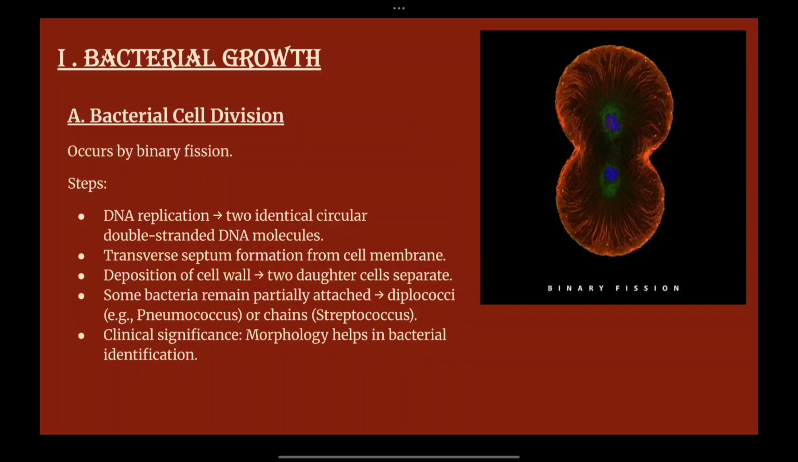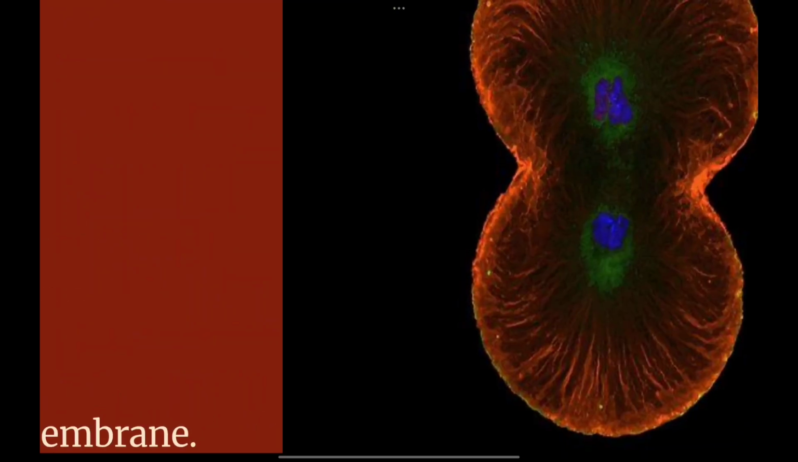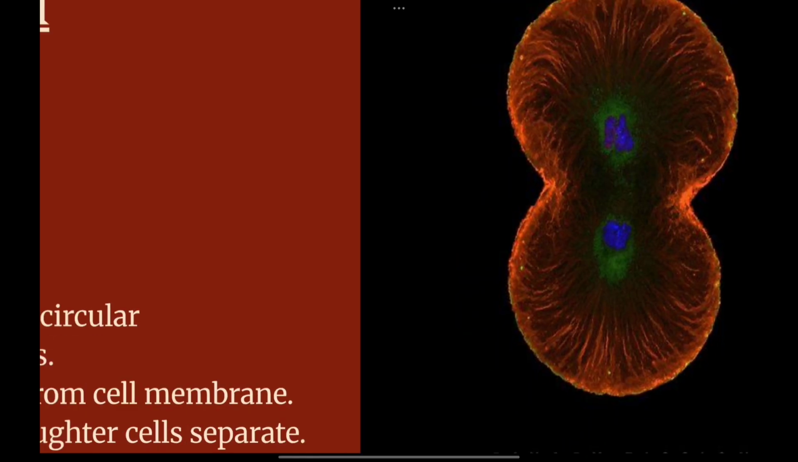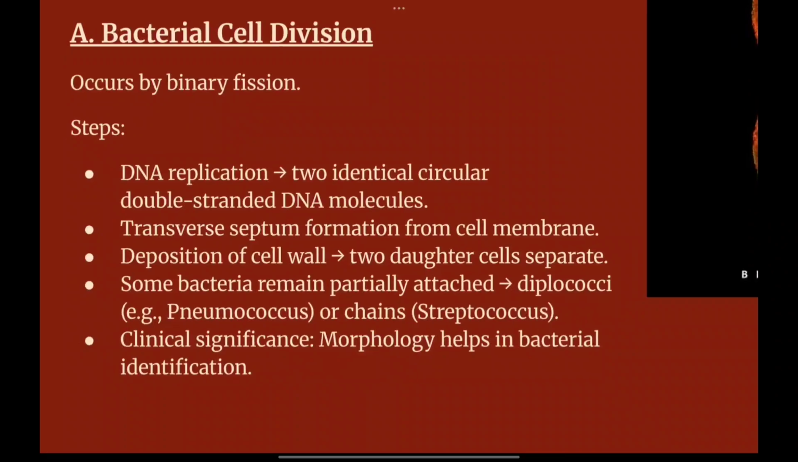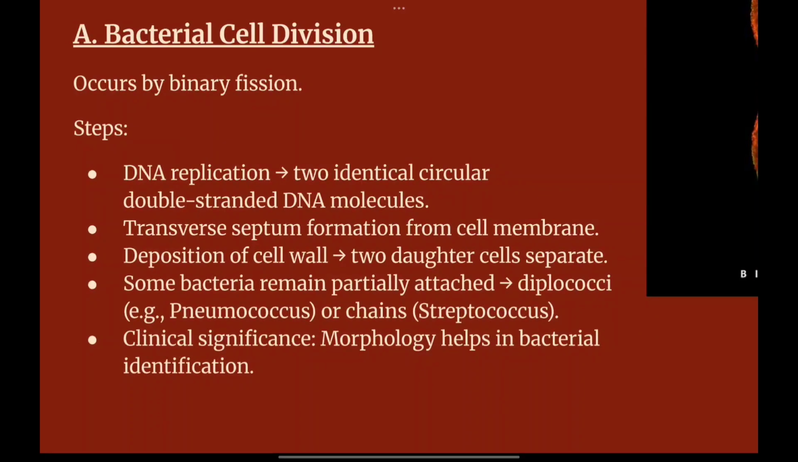Now the steps of binary fission involve DNA replication. You can see the blue color and the green color region, that is the nuclei of the cell which are dividing. Here, the first step is that the DNA replicates, that is, there is multiplication of the DNA happening, which is identical to one another, and they form circular double-stranded DNA molecules. How does the DNA replicate? It replicates or forms a mirror image of its own, which is two similar circular double-stranded DNA molecules.